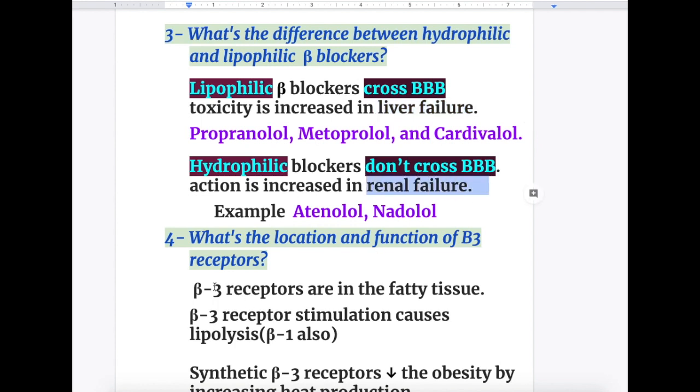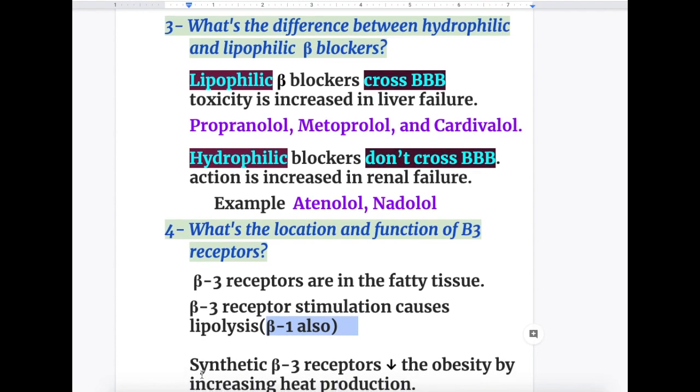Question number four. What's the location and function of beta-3 receptors? Beta-3 receptors are found in the fatty tissue and their stimulation causes lipolysis. Beta-1 receptors also cause lipolysis. Synthetic beta-3 agonists decrease obesity by increasing heat production.